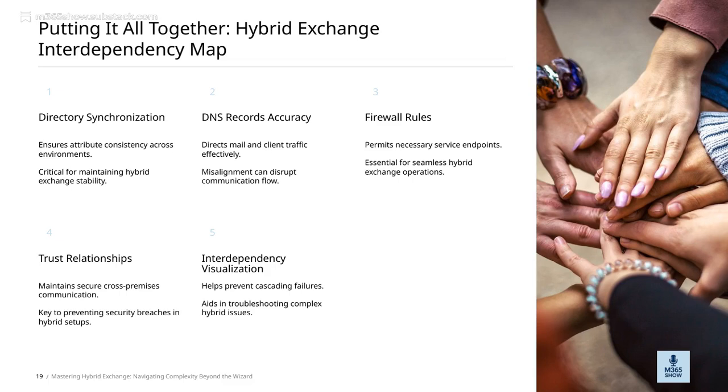DNS records are another key piece. Ensuring their accuracy and consistency across environments is critical for hybrid exchange stability. Any mismatch here can cause significant connectivity problems. And finally, directory synchronization keeps user attributes aligned across on-premises and cloud environments. Without proper synchronization, users might face authentication issues or data inconsistencies.